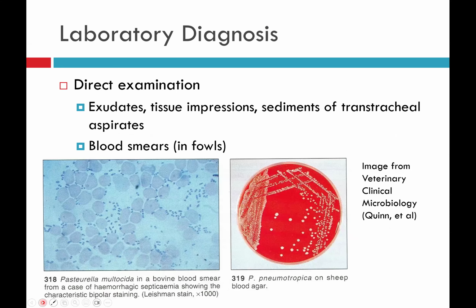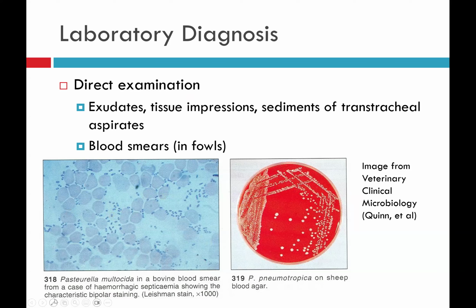Lateral deviation of the snout. For the diagnosis, it can be through the isolation of the bacteria. We can use the exudates, tissue impressions, sediments of transtracheal aspirates, and in blood smears, if there is septicemia, we can see the bacteria. Here's an example of hemorrhagic septicemia, blood smear, where there is the bacteria in the presence of the blood.